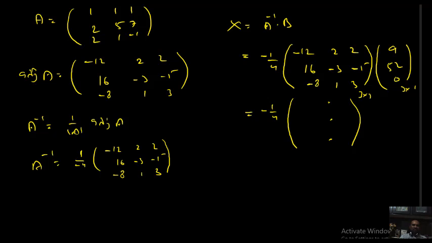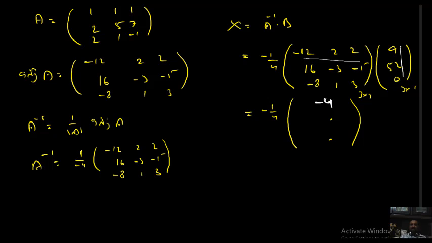So I want to find what that is. Okay, first row with first column: 12 nines are 108, so minus 108, plus 52 twos are 104, plus 0. What do we get here? I think minus 4. This is minus 4.